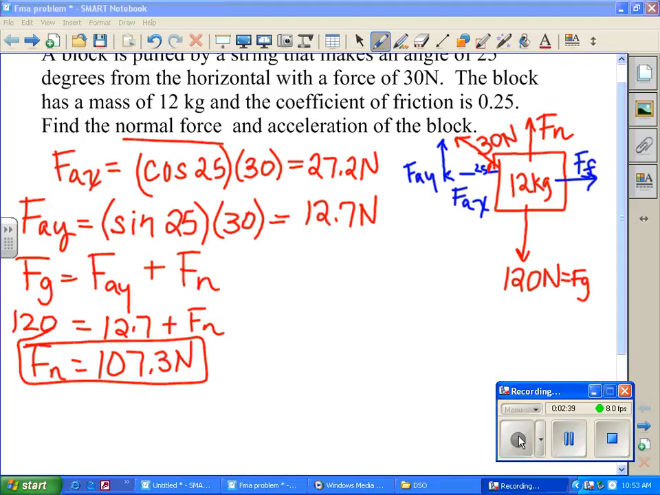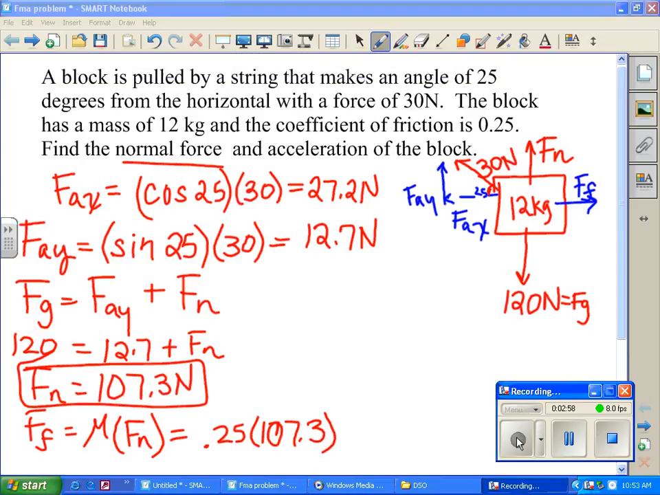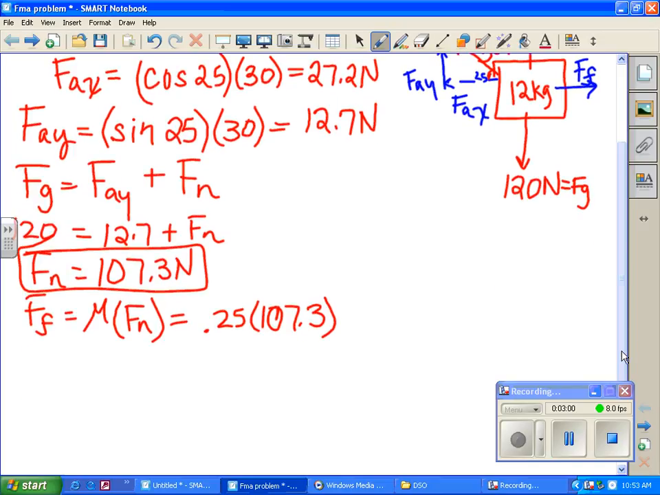And then I need to solve for acceleration. So force of friction is equal to mu times normal, which is equal to 0.25 times 107.3. Okay, how do I find the net force in the x direction? I know force of friction is 26.8.